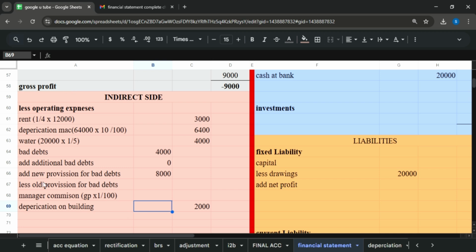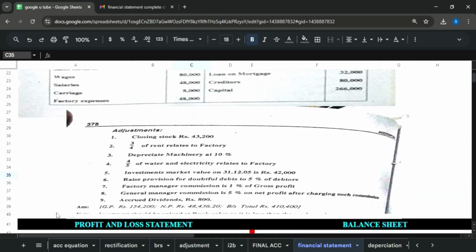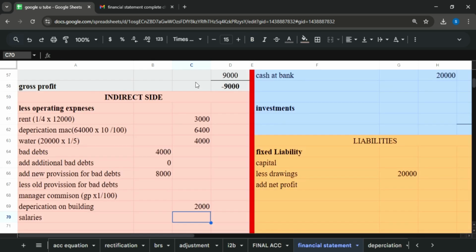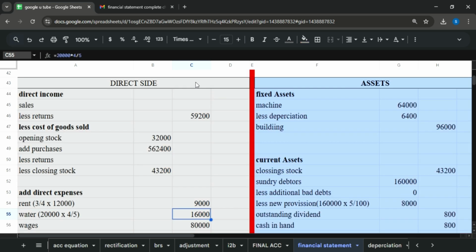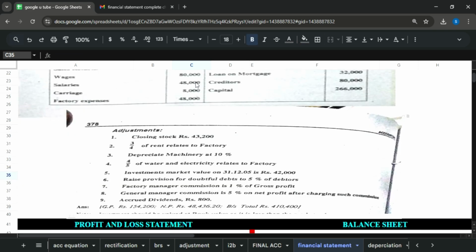After wages we have salaries, part of operating expenses. Salaries were not mentioned before. Now here you will write salaries, amount of which is 48,000. Dear students, please note it down. You need to have a good, cool, calm behavior towards these questions. When you have to solve long questions, your calmness, patience and focus are very important.